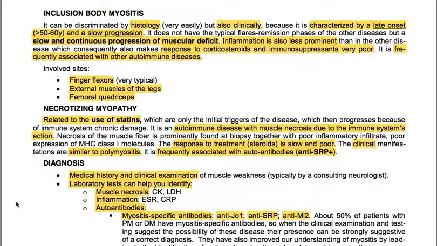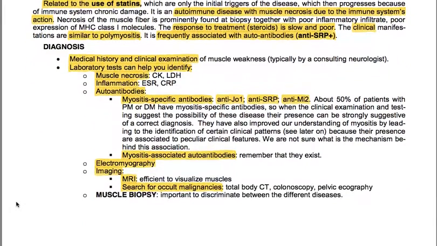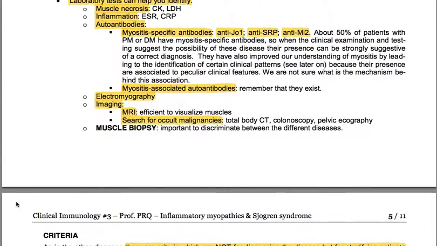Diagnosis: medical history and clinical examination of muscle weakness, typically by a consulting neurologist. Laboratory tests can help you identify muscle necrosis, with creatine kinase and LDH; inflammation, with ESR and CRP; and autoantibodies. You have myositis-specific autoantibodies: anti-Jo1, anti-SRP, and anti-Mi-2. About 50% of patients with PM or DM have myositis-specific antibodies, so when the clinical examination and testing suggest the possibility of these diseases, their presence can be strongly suggestive of a correct diagnosis.